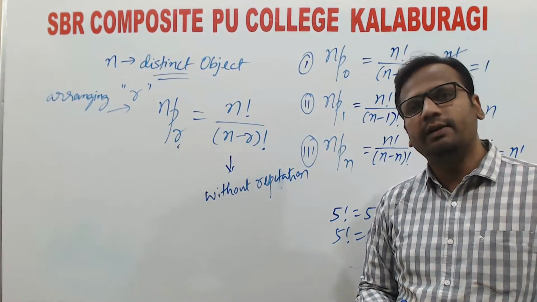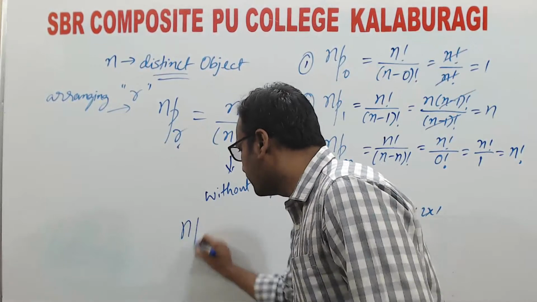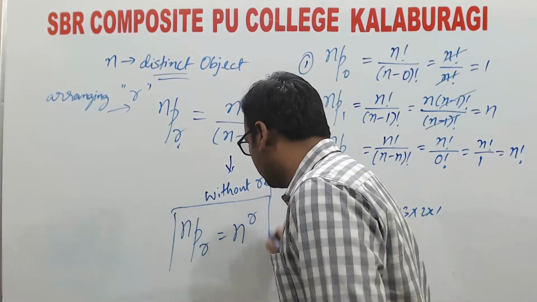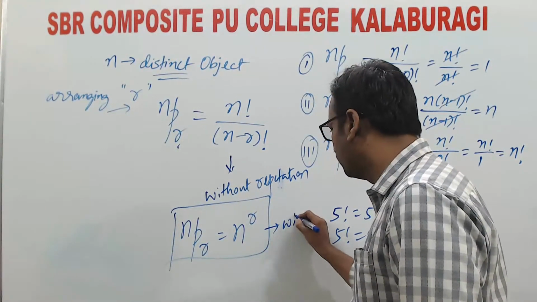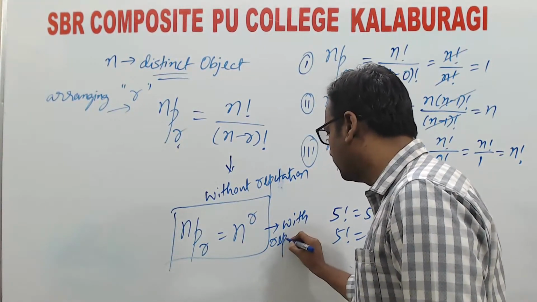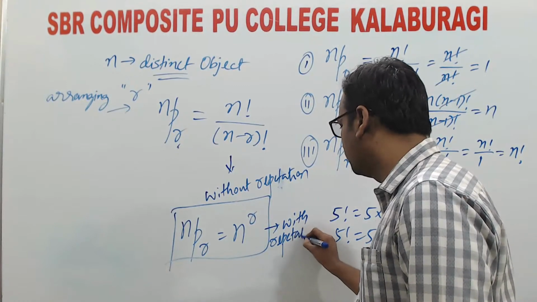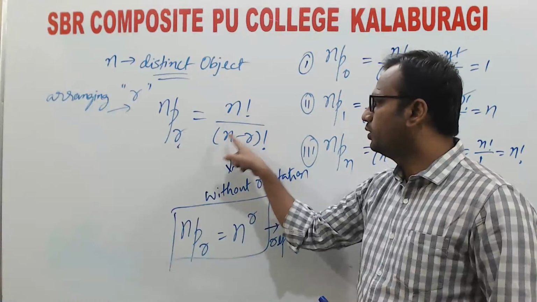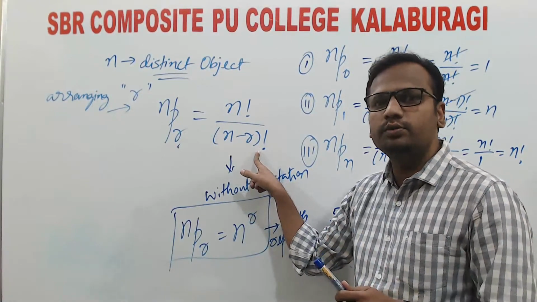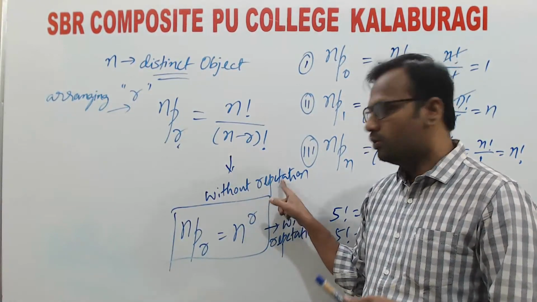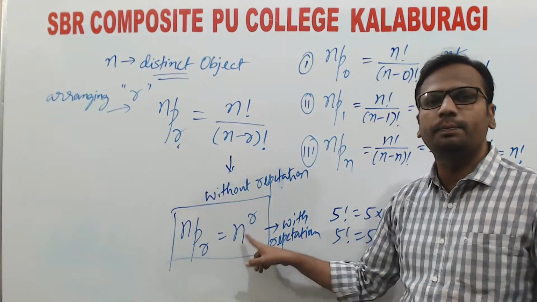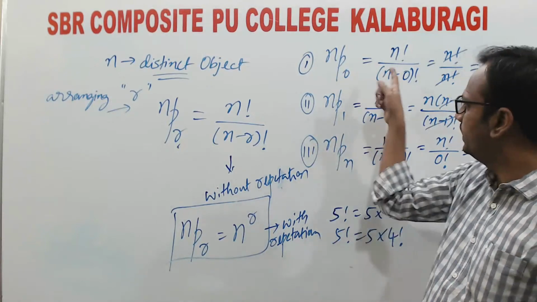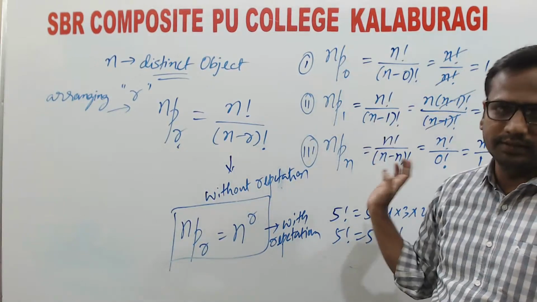So what if repetition is allowed? It is given as nPr equal to n to the power r. This is the formula with repetition. Got it? So the nPr formula is n factorial divided by n minus r factorial when you use it without repetition. With repetition, nPr is n to the power r. For these, there are no special cases. Only for without repetition we have these. Got it?